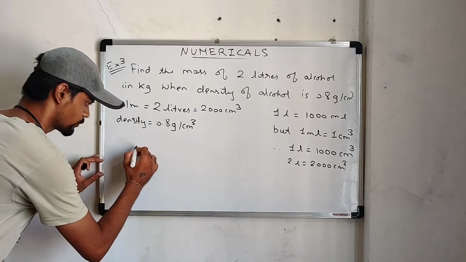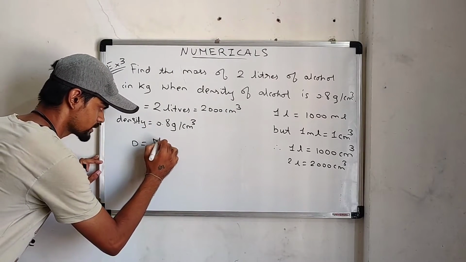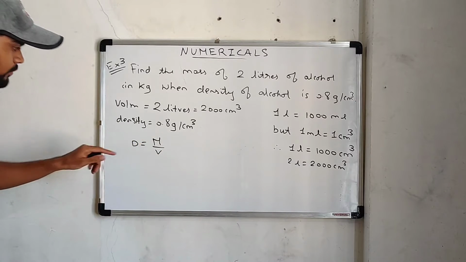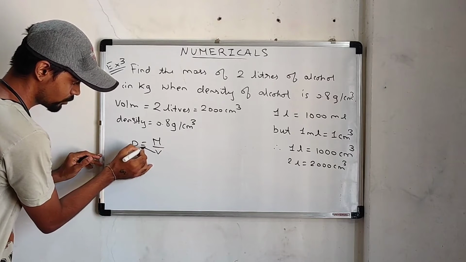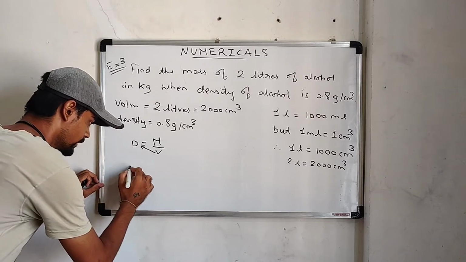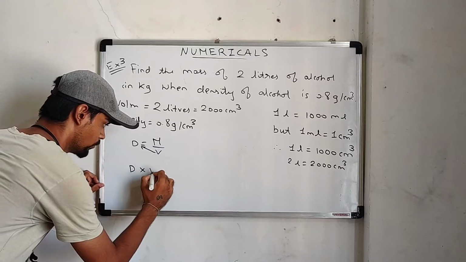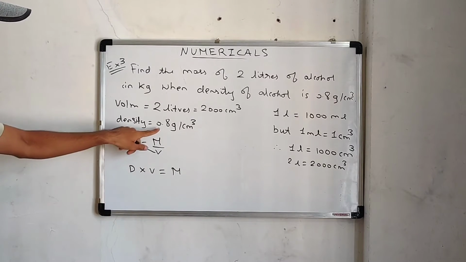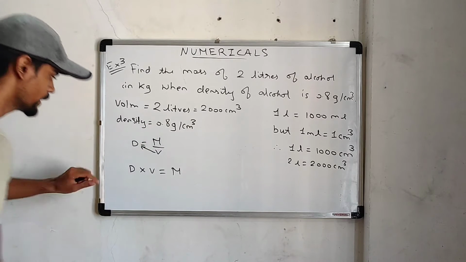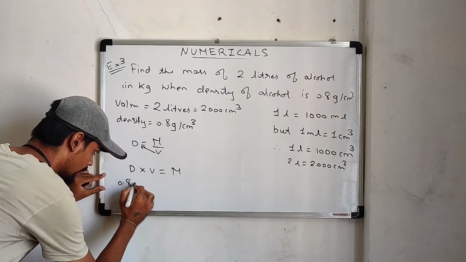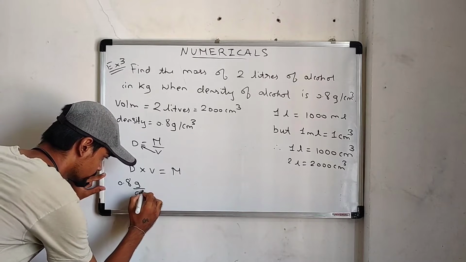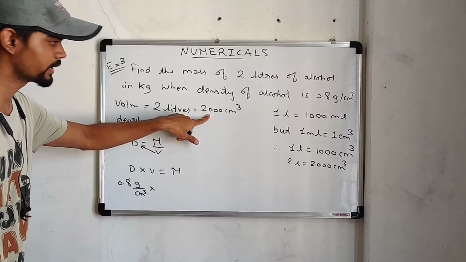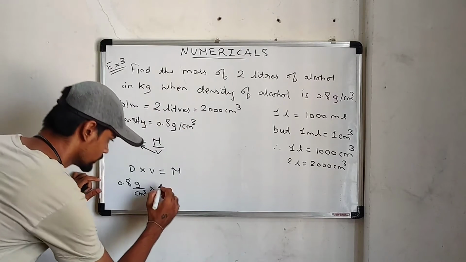Now we have this formula, right? Density is equal to mass upon volume. What do we need to find out? Mass. So this volume will go on the other side. So here it will be density multiplied by volume will give you mass. So density we have, yes, that is 0.8 gram per centimeter cube, while volume in centimeter cube we have, that is 2000 centimeter cube.